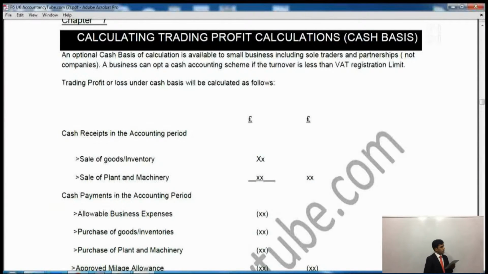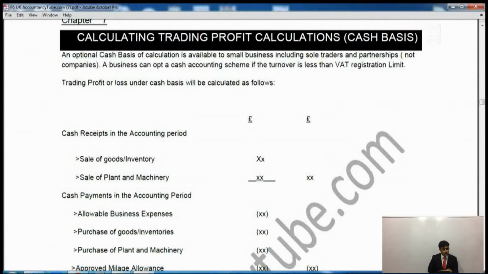Now they may do like this. They will take the sale of the goods or inventory and sale of plant and machinery. After taking these two, this is their income, and what will have to deduct their expenses. What are their expenses? Allowable business expenses. Now revenue expenses which are wholly for businesses can be deducted from this one. Purchase of goods or inventories, purchase of plant and machinery, and approved mileage allowance.